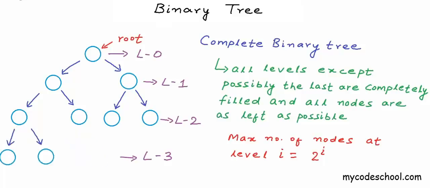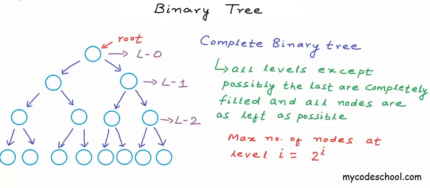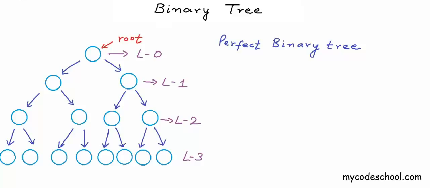Now this is a complete binary tree. We can have more nodes at level 3, but there should not be a vacant position in left. I have added one more node here, and this still is a complete binary tree. If all the levels are completely filled, such a binary tree can also be called a perfect binary tree. In a perfect binary tree, all levels will be completely filled.